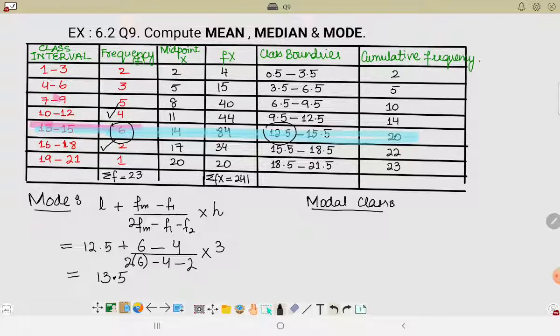So this is how you are going to find out the mean, median and mode of this set of group data. Hope you understand all steps of working. Thank you so very much.